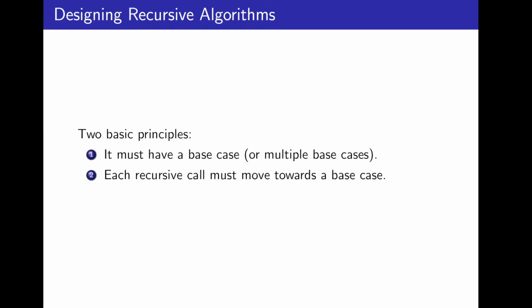There are two basic principles in designing a recursive algorithm. First, it must have at least one base case. What is a base case? A base case is a simple problem where we already know the answer to the questions we are trying to solve. The second principle is that every time a function calls itself, it must move towards the base case. In other words, every recursive call must reduce the complexity of the problem so that the problem eventually becomes very simple, where we know the solution.